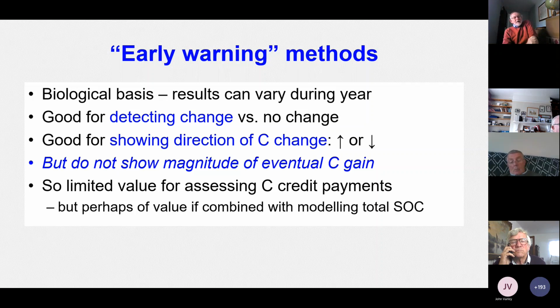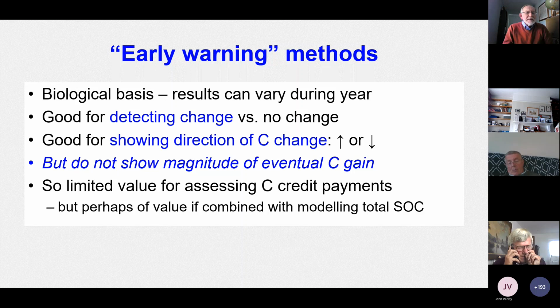So we do have now these sort of early warning methods for soil carbon. So that's good, and I think quite useful. Now, they all are of a biological basis in some way. So the numbers that you will get will vary during the year according to whether it's the spring and you've not got much plant growth, or it's perhaps later in the year and there's been a lot of plant growth and roots going into the soil.